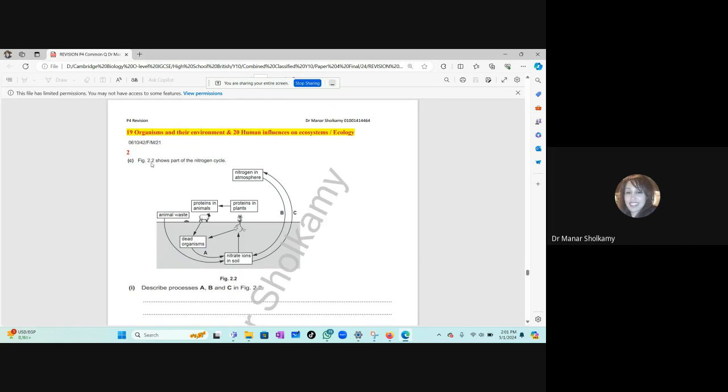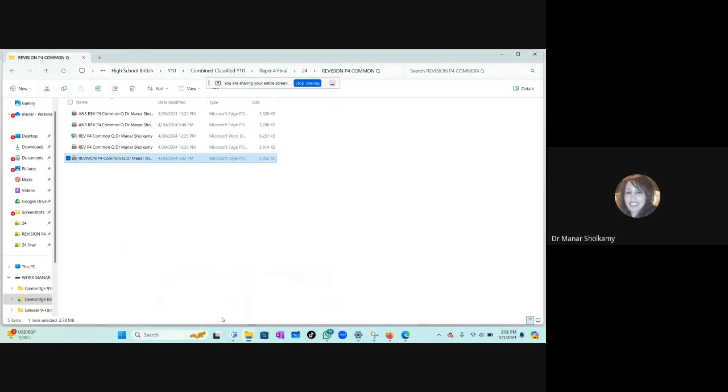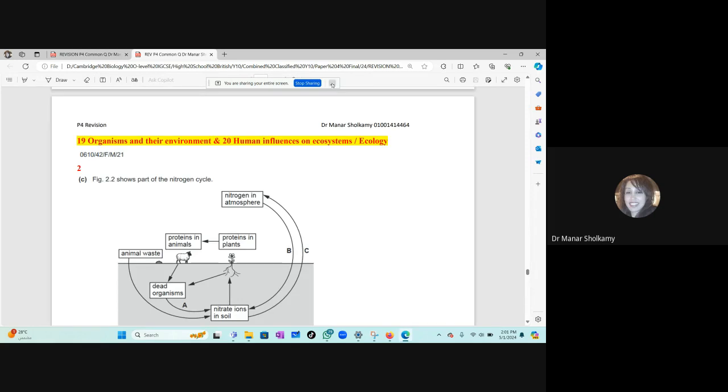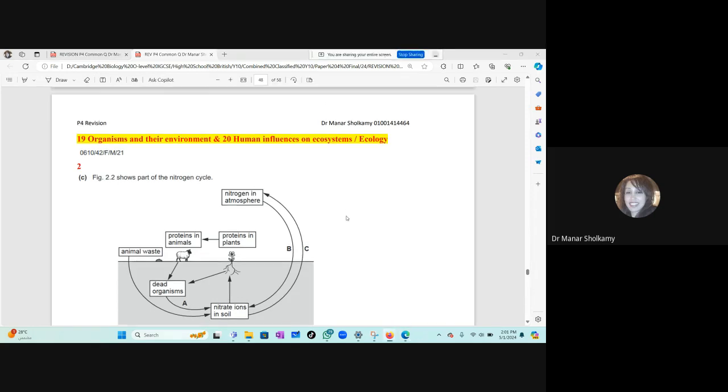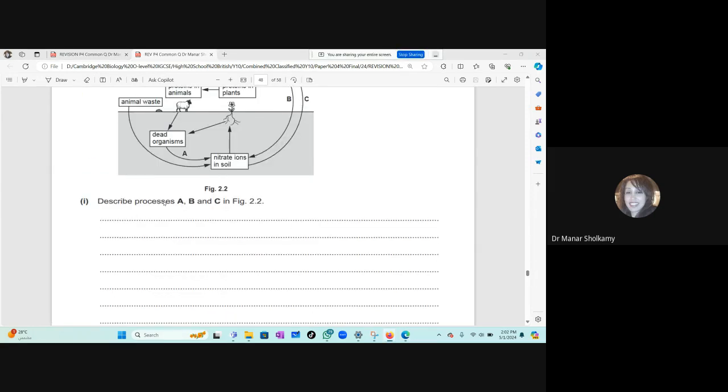Here you have a figure showing part of the nitrogen cycle. Okay, here it is. Fine. And then you want to describe processes A, B, and C in the figure.